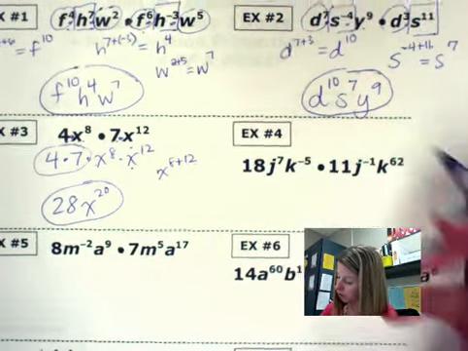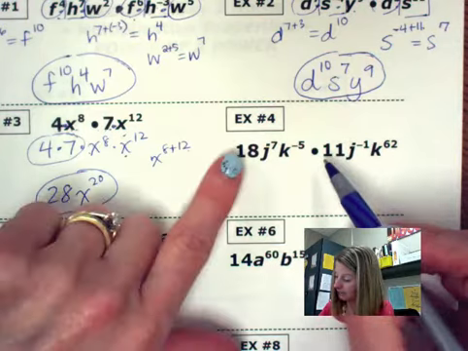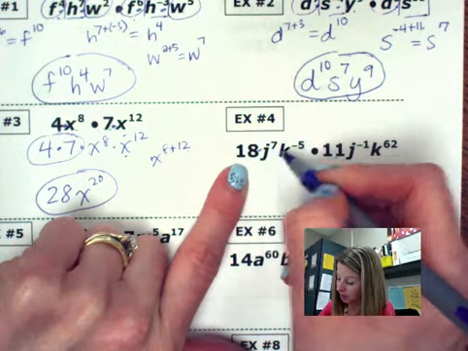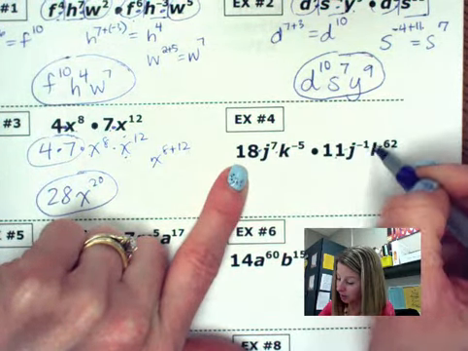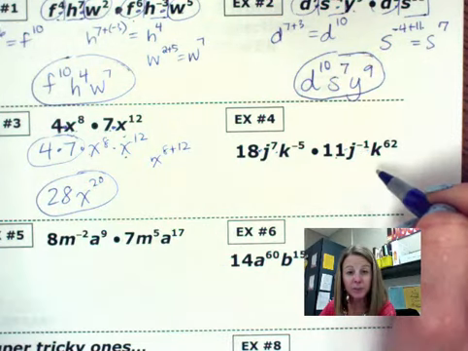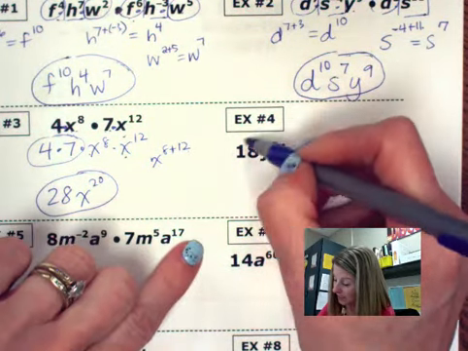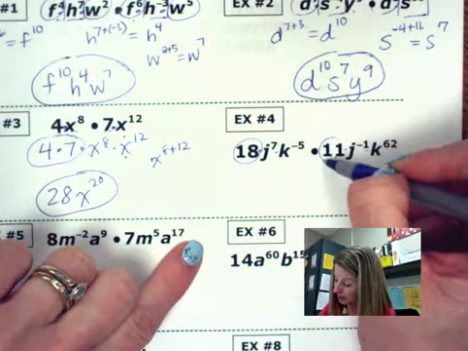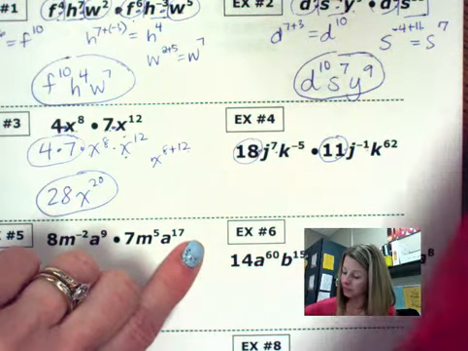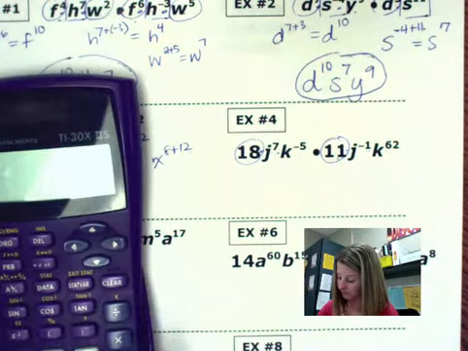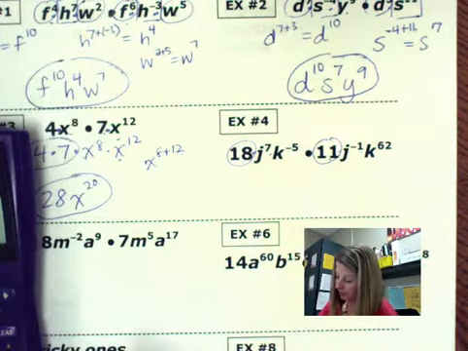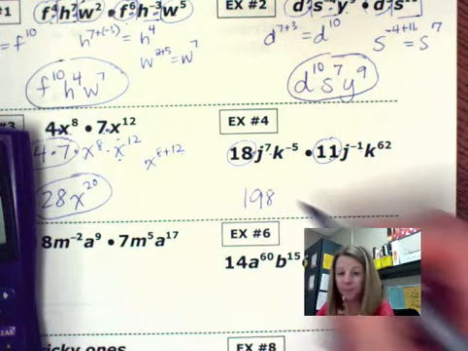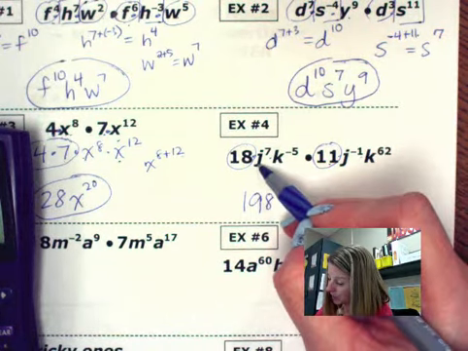Okay, number 4. I have numbers. Remember, all multiplication here, all times. If you want to add those dots to reinforce that, please do so. 18 times 11. So let's do 18 times 11, and I have 198. So 198. So I have J and J.